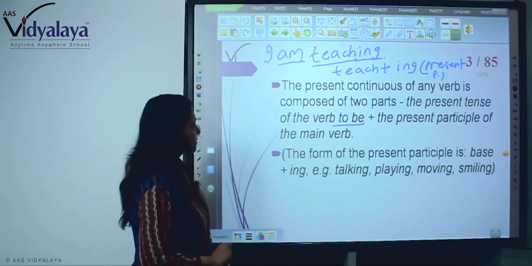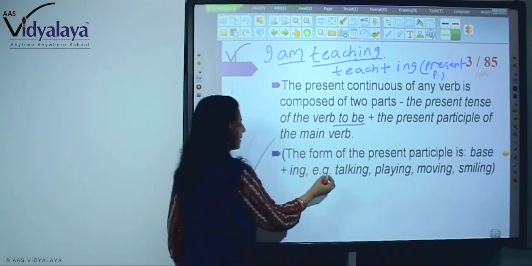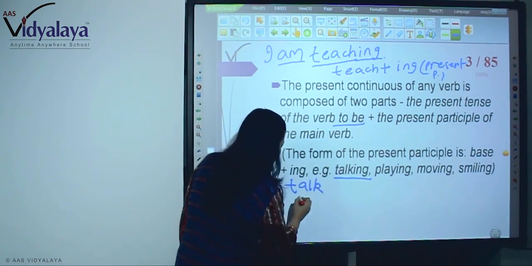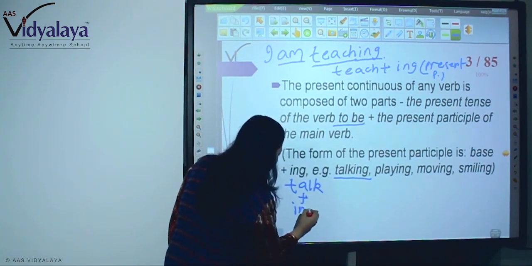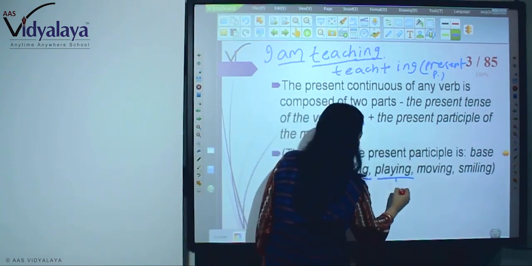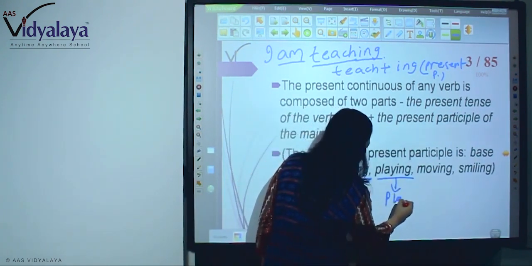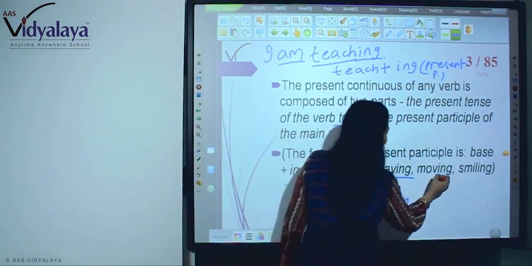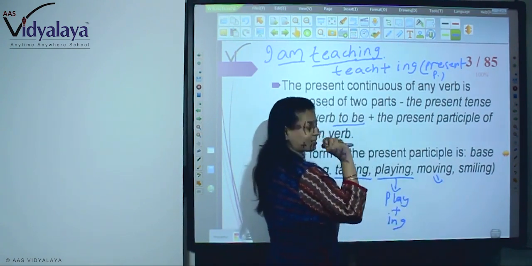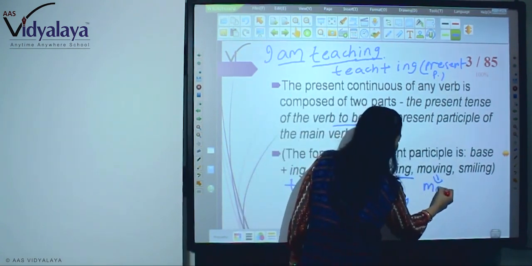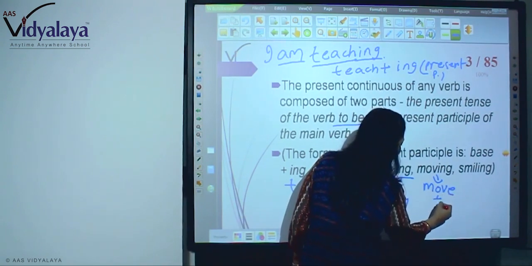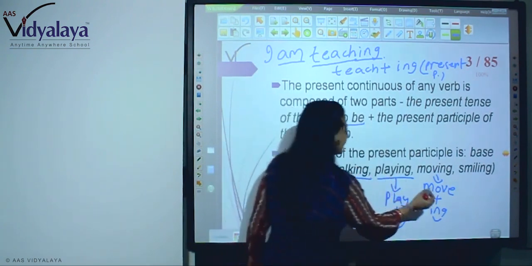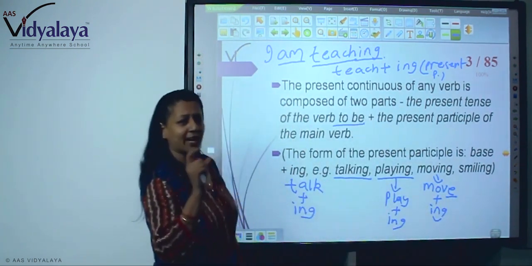The form of the present participle is base plus ing. For example, this is talking. Base is talk, T-A-L-K, plus ing. Playing: play is base plus ing. Here there is little difference. Move. How do you write move? M-O-V-E plus ing. So the base verb is move, but here E will not be used when you write moving.